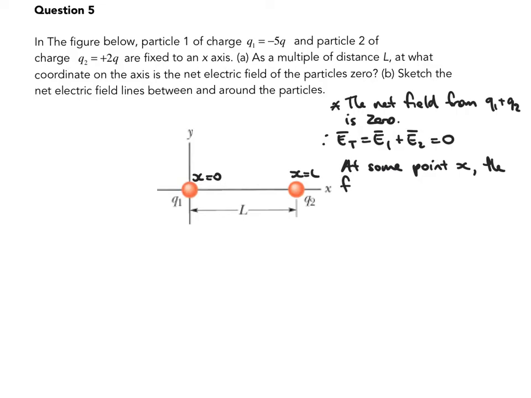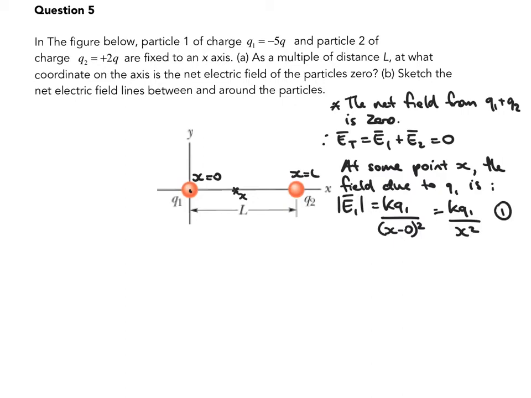the field due to Q1 is, well, the magnitude of it, for starters, E1, is going to be K Q1 over x minus 0 squared. That's just basically saying the distance between the origin, where the charge is, and the x position that we're looking at what the field is. If x is there, then the distance between here and here is x minus 0. So that is going to be K Q1 over x squared. So we've got one equation there.